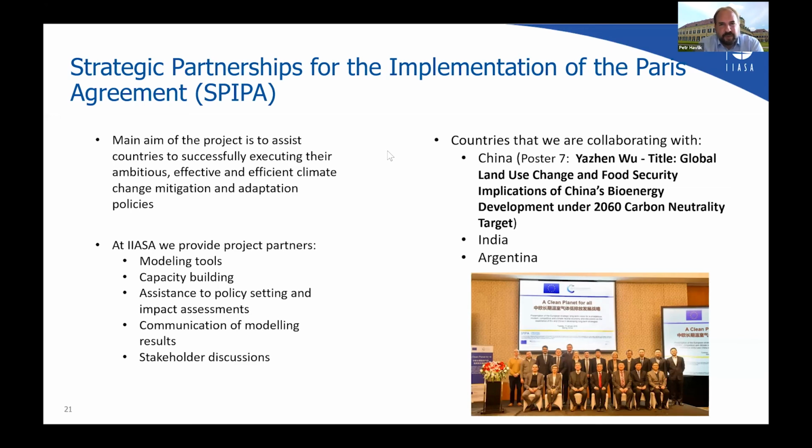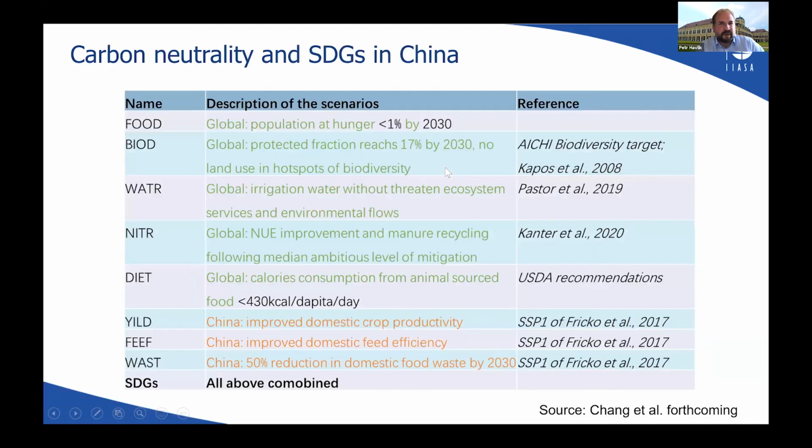policies. And you will hear in the afternoon or later today a presentation of our colleague from this project who will be talking about global land use change and food security implications of bioenergy development under carbon neutrality. And also the work which I very briefly presented on the trade and the food demand of China implications will be presented by our colleague Hao Zhao. So if you are interested, please join.